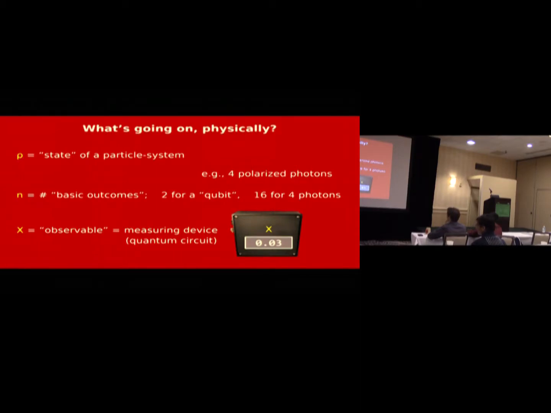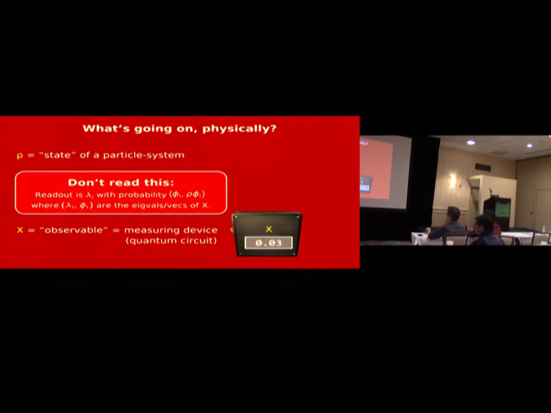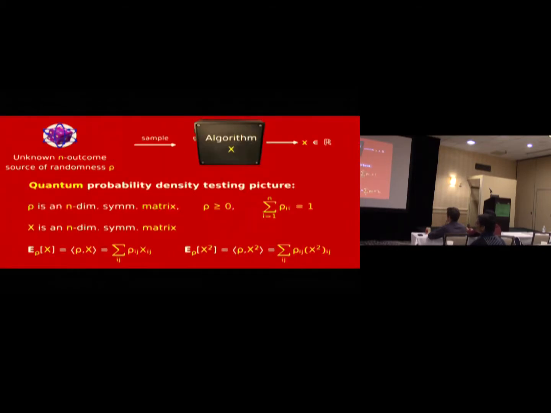And I can tell you, as a function of the matrices rho and x, what is the probability of seeing any given number when you feed the particles rho into x. It has something to do with the eigenvalues and eigenvectors of x, but don't read this. Instead, I just want you to remember this. If you, the algorithm designer, design this measuring device with matrix x, you can design one for any matrix you want, and you plug into it some particle with state rho, then the expected value of the outcome of your measuring device on these particles is the inner product of rho and x.